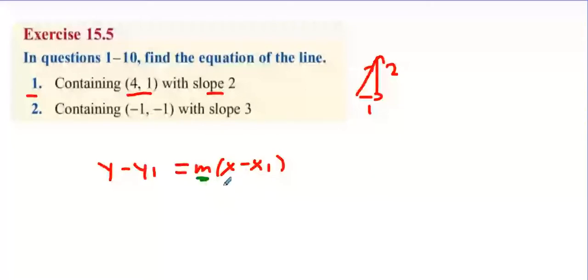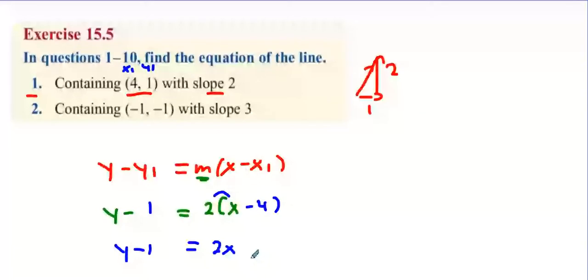And here's what we're going to use. First of all, we need to know the slope. We know the slope is 2. The next thing we need to know is what's the x1, y1 value. Well, it's always the point that's actually on the line. Any point that's on the line will do. So we're going to use y minus 1 equals 2 into x minus 4. Then we're going to get y minus 1 equals 2x minus 8.